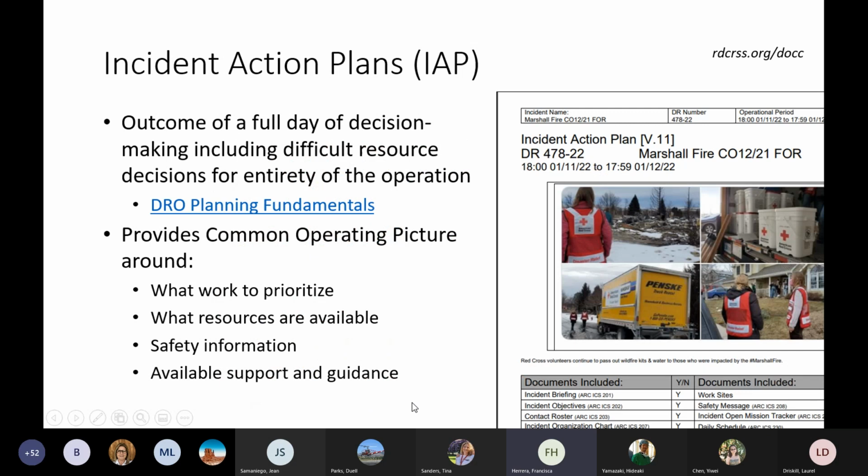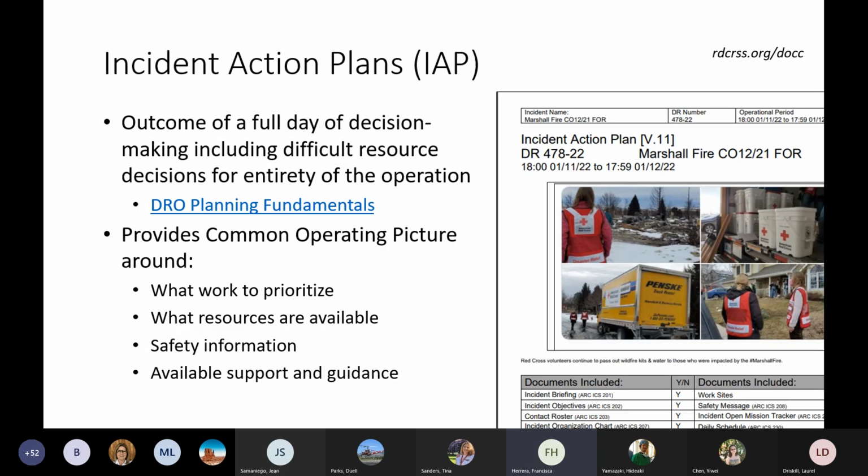So incident action plans, commonly referred to as IAPs, in fact, most commonly you'll see them in the acronym IAP, really is a document that is the outcome of an entire day's worth of decision making by the leadership in a disaster relief operation. It includes difficult resource decisions that had to be made through the course of that day. And also it includes a picture against the entirety of the operation. So every day-to-day decision also is weighed against what's going to be needed in the far future, in the near future, and the trends that we see in the operation.